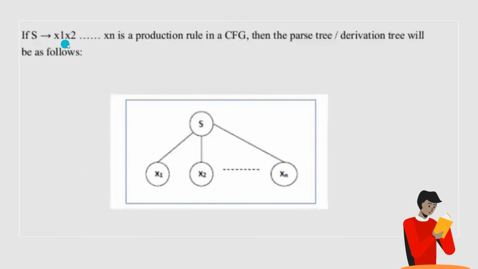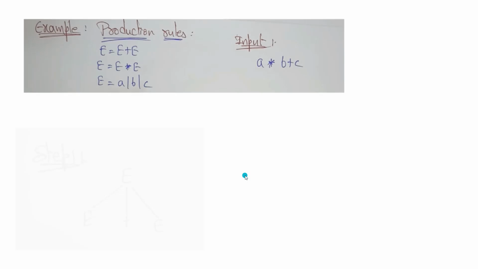Next, suppose S gives x1, x2 dot dot dot xn is a production rule in the context-free grammar. Then the parse tree, or derivation tree, will be as follows. This is the starting symbol, and x1, x2 dot dot dot xn are the leaf nodes.